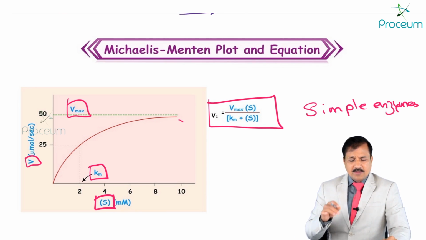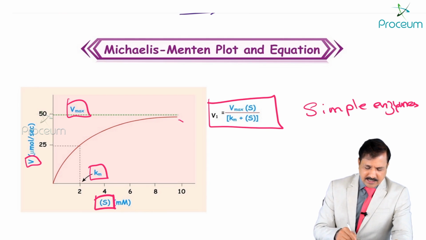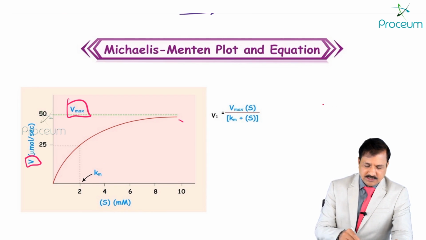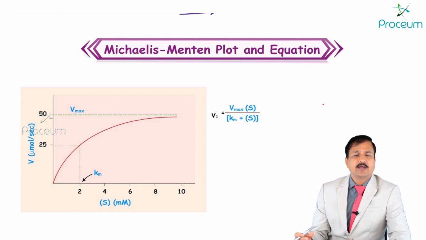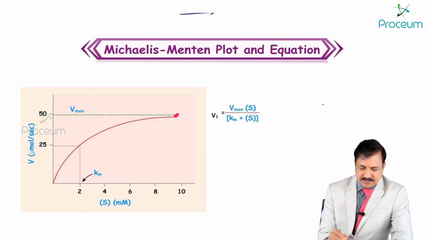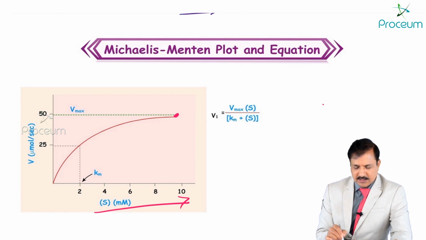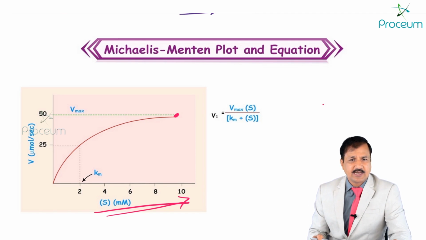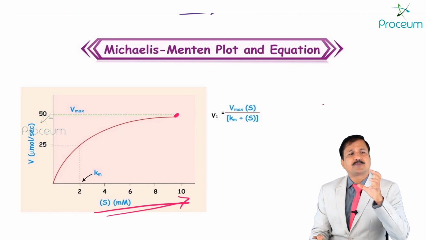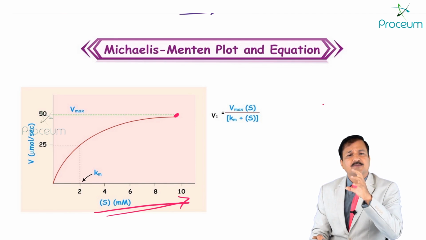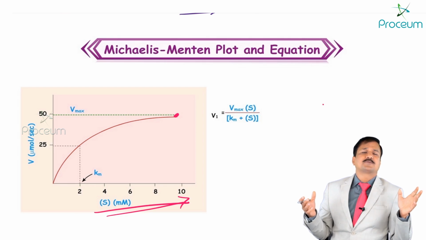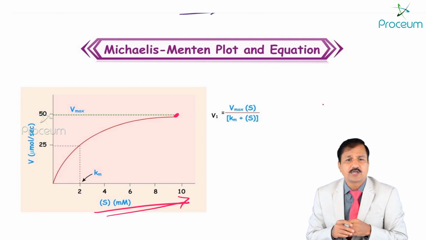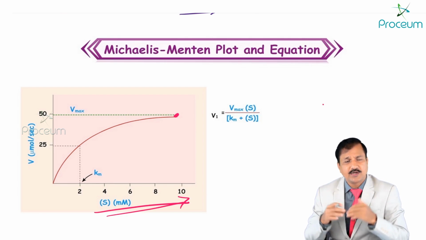Now, there is a disadvantage to this Michaelis-Menten plot. Let me explain what the disadvantage is. To reach Vmax, we need to provide a sufficient substrate concentration so that we saturate the enzyme. Sometimes it becomes practically impossible to provide that much substrate concentration to saturate an enzyme, and also sometimes that substrate might be too costly to provide.